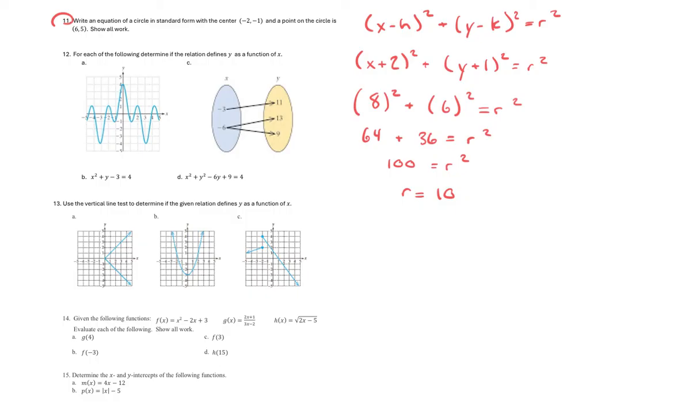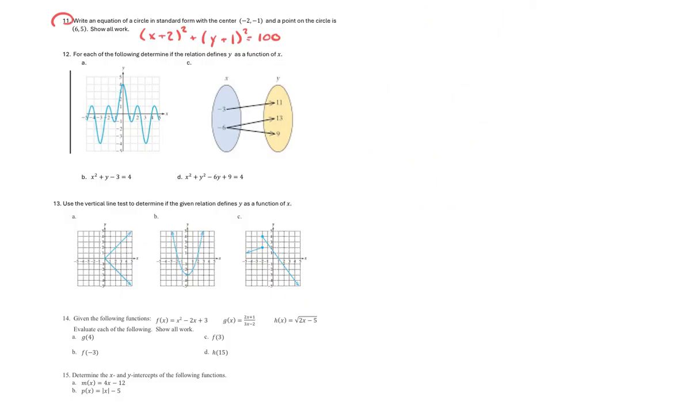So from here, what we're going to do is just come back up to here with this and plug it in, and we're good. So in standard form, this will be (x plus 2) squared plus (y plus 1) squared equals our radius of 10 squared, which is 100. And we're done.